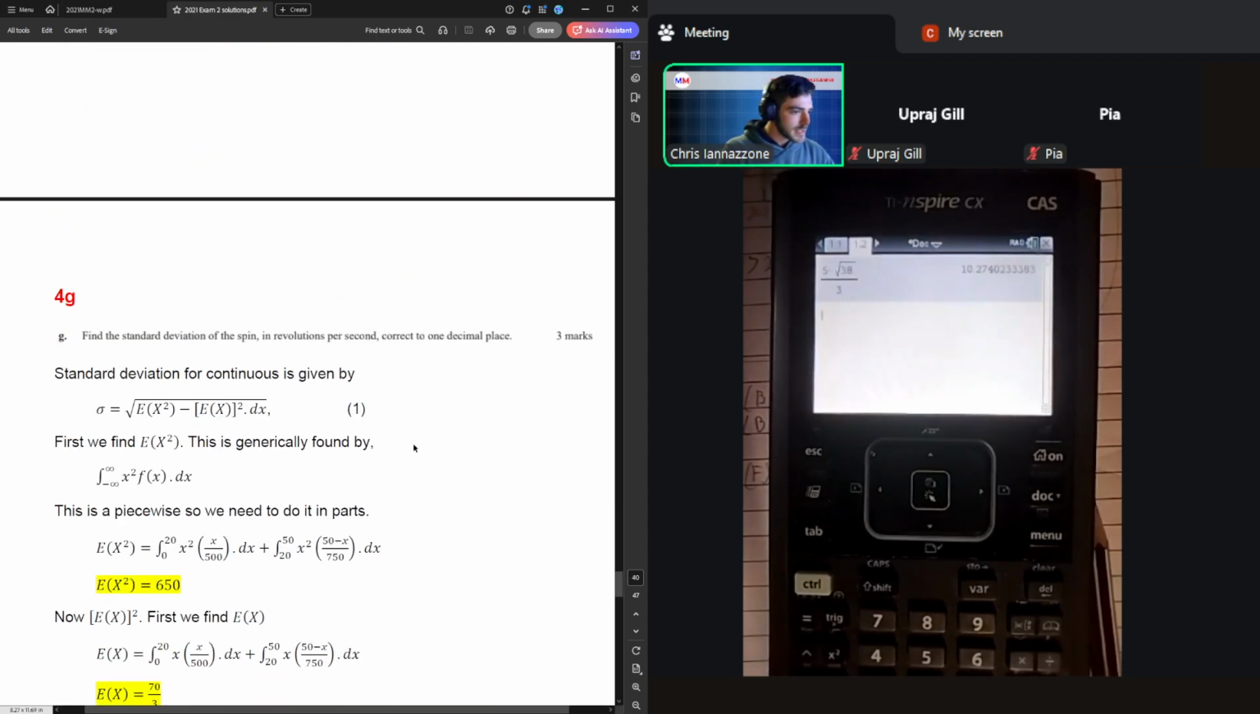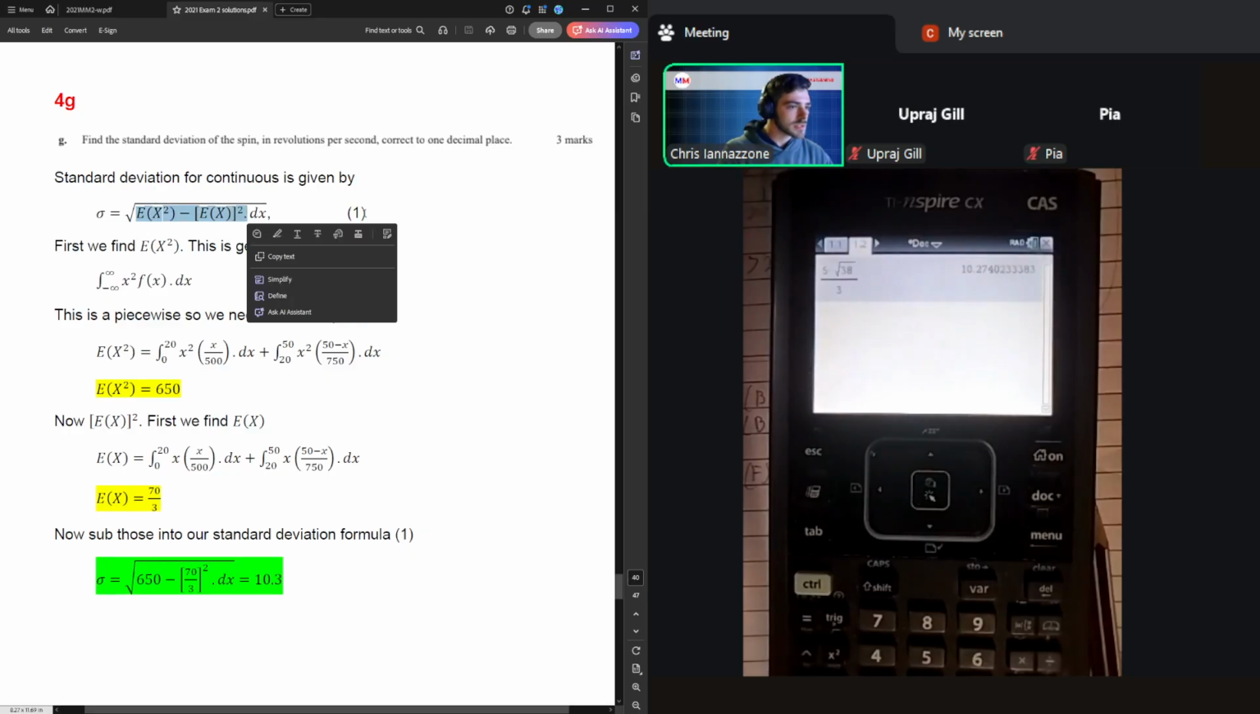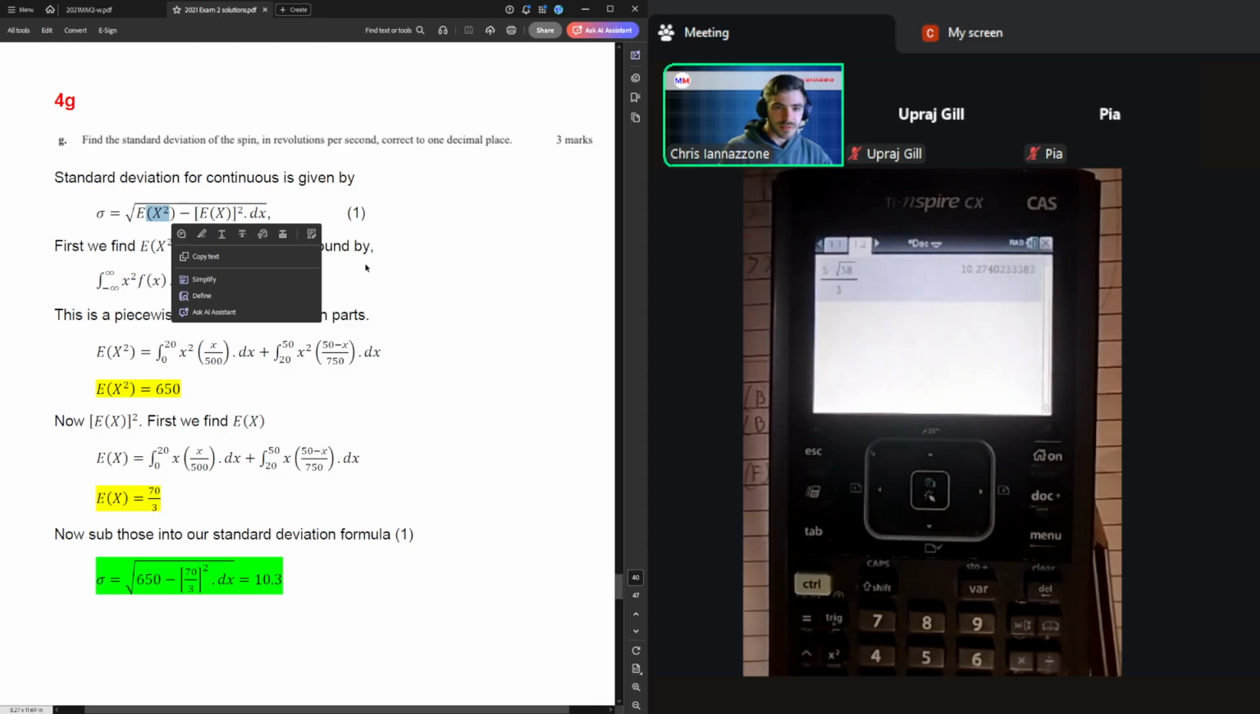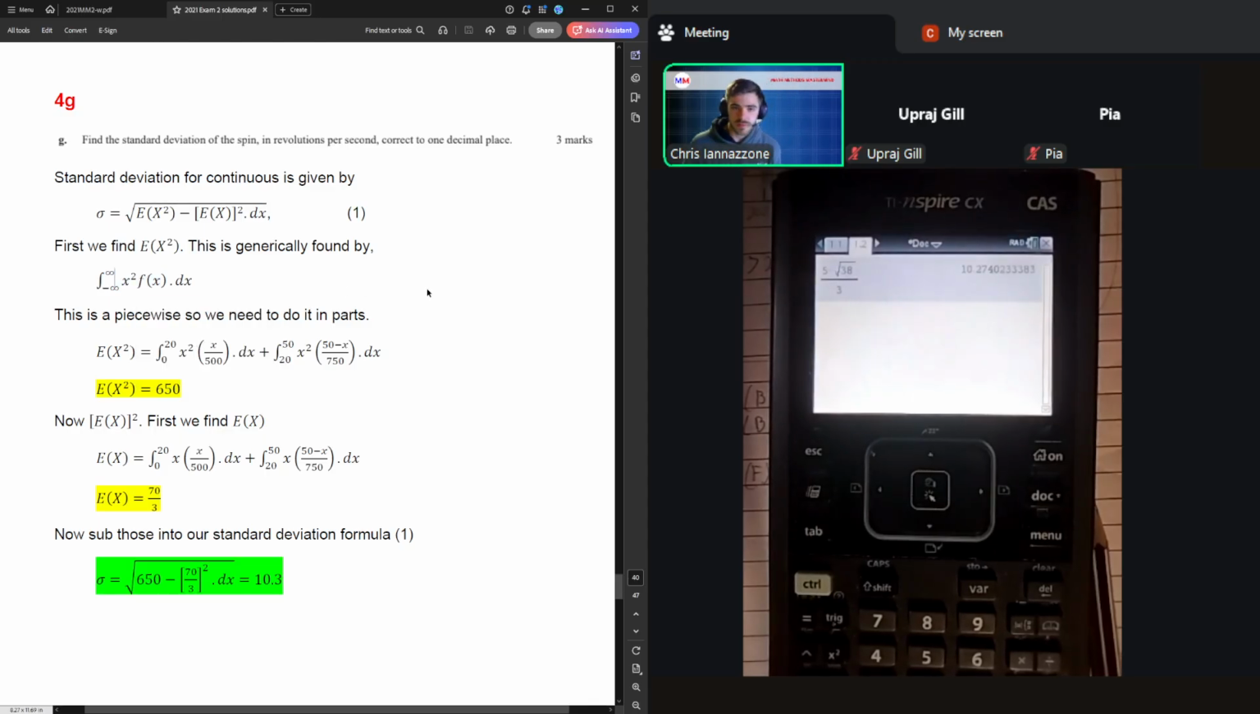As far as how you go about that, square root of E of x squared minus E of x all squared. When it comes to the integral way of doing that, E of x squared, where you have the square on the x specifically, that just means instead of doing x f of x like you would do for regular E of x, you're doing x squared f of x.